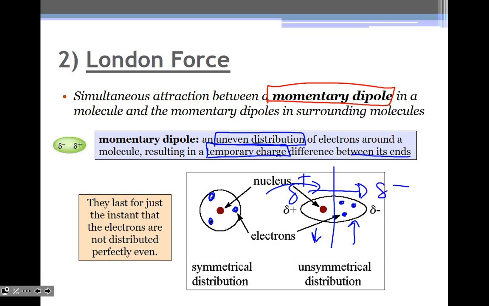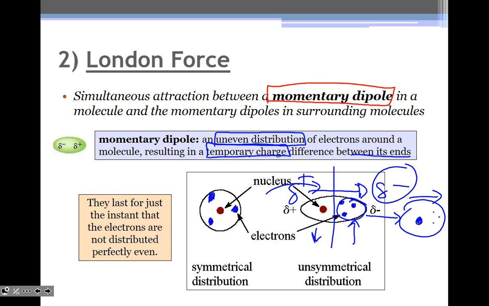Okay, it only lasts for a fraction of a second, and what that does is it causes an adjacent lithium molecule, right? Here's the nucleus. Because this is the negative side, it pushes the electrons away to the other side, causing another momentary dipole. So this happens with every single substance. Every single substance has London dispersion because every single substance has electrons.